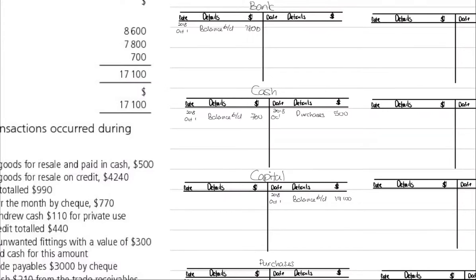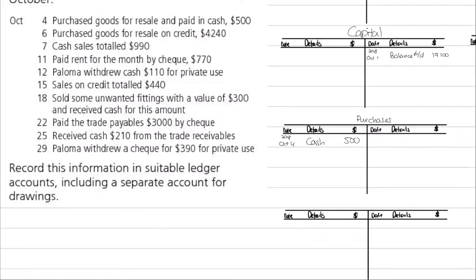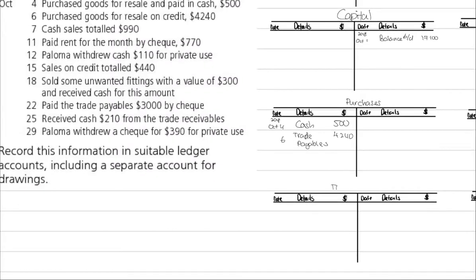2018 October 4. Second one, purchase goods for resale on credit, 4,240. So if you're certain with your purchases account, then it's quite easy already. Trade payable, because we bought it on credit. Trade payables, October 6. So we need to open a trade payable account. 4,240 purchases.